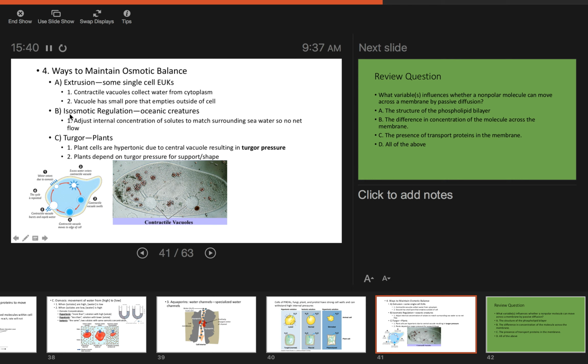We also have osmotic regulation. You see this with oceanic creatures where they adjust the solutes inside themselves to match the outside environment. So that way there is no net flow. There's still water moving across at equal rates, but we're not losing or gaining anything. And in plants, they have turgor, which just means that they have this central vacuole that results in turgor pressure. And they do depend on that turgor pressure for support or shape.